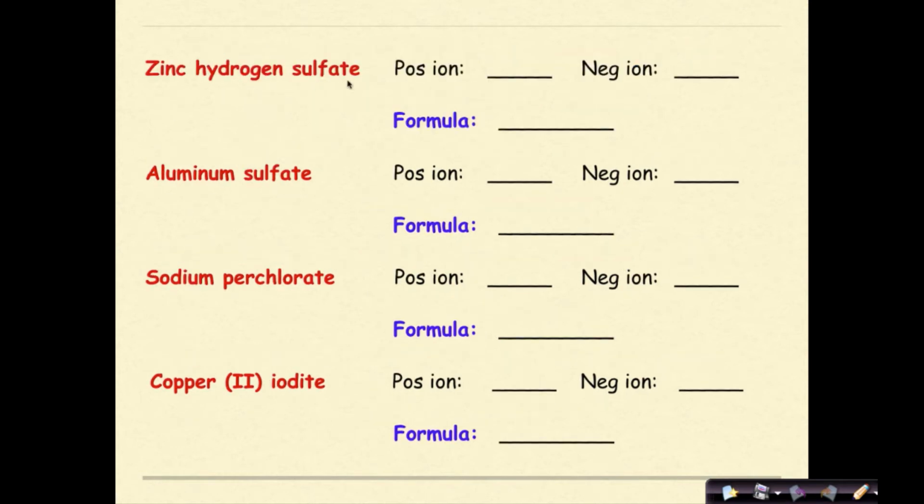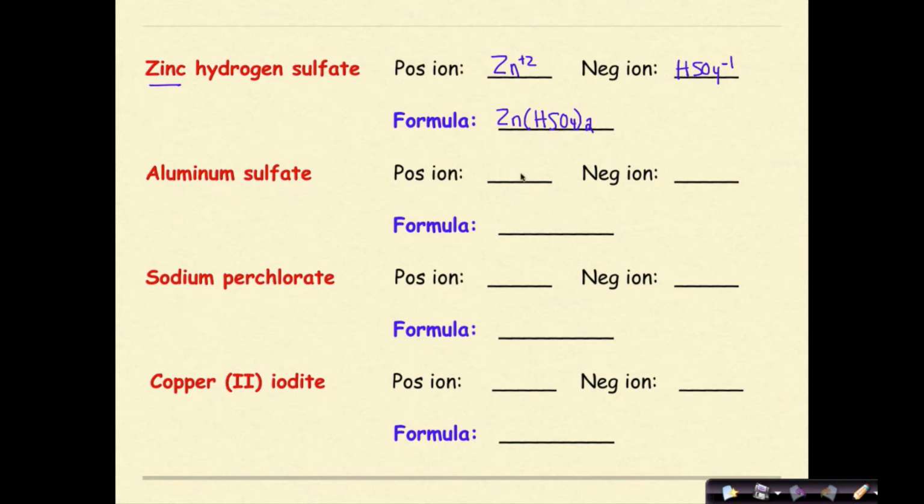Zinc hydrogen sulfate. Only the zinc here will be my positive ion, and I know that positive ion for zinc is Zn +2. The hydrogen sulfate is a polyatomic ion that you should know, and that is HSO4 -1. So I have +2 and -1. I'm going to cross these down. No positives, no negatives, no ones. So my formula here is going to be Zn(HSO4)2, with a subscripted 2 to make this compound neutral.